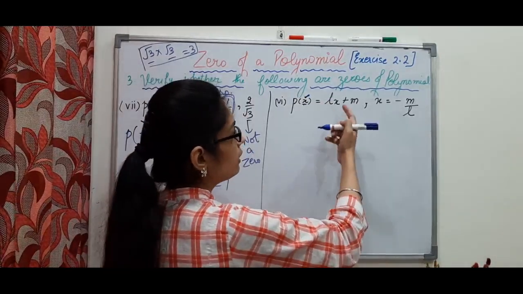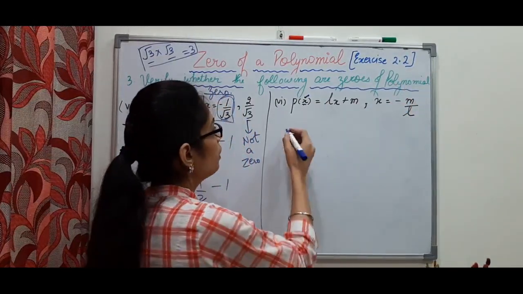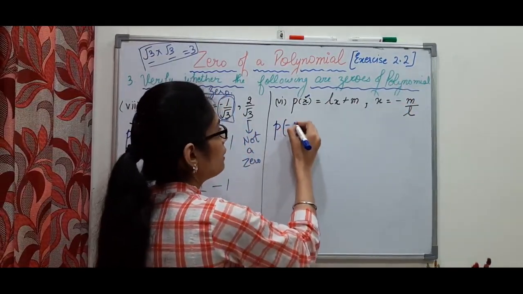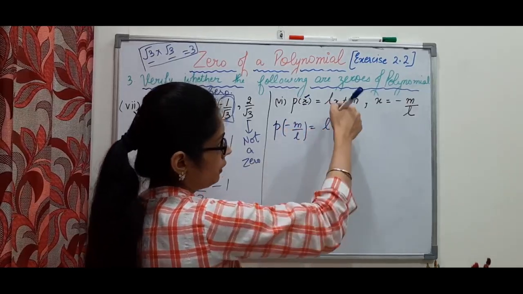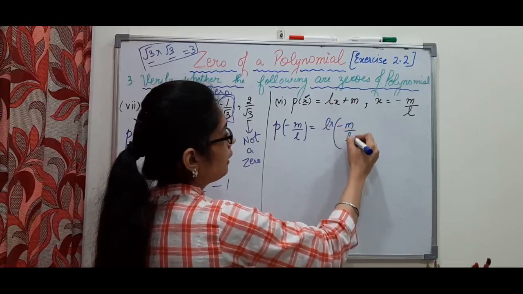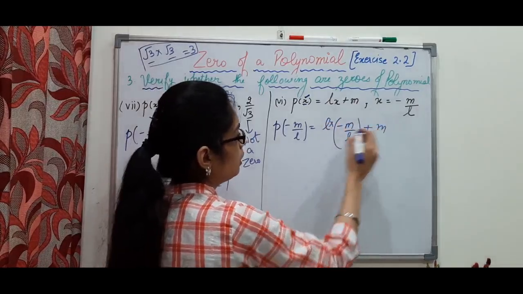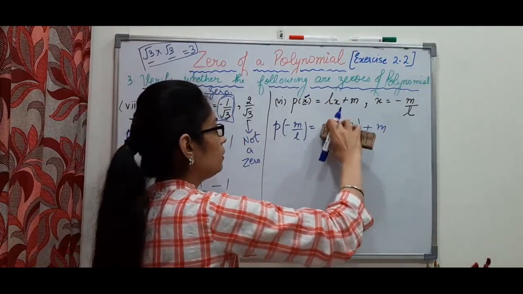Now you have to find its value at x equal to minus m by L. So I will write p of minus m by L is equal to L. Here in place of x I will write minus m by L, plus m. Bracket means multiplication, that's why I have written a sign of multiplication.